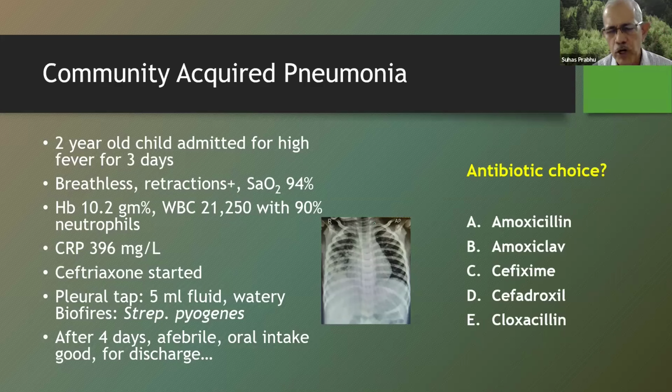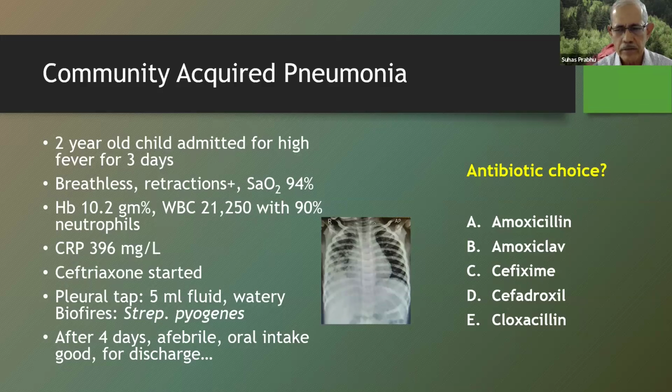Now he's going home. He's going to come to you and follow up with the general practitioner. What is your choice of antibiotic? And if the consultant who's discharging the patient has given the wrong antibiotic from this list, I want you to be empowered to tell me which is the correct one and call the consultant pediatrician and say, sir, why not use this one instead? So think of the correct antibiotic choice in this patient. Amoxicillin, amoxiclav, cefixime, cephalosporin, or cloxacillin.